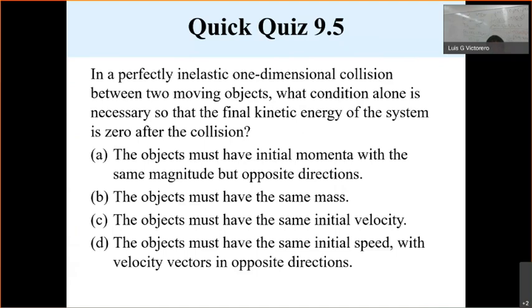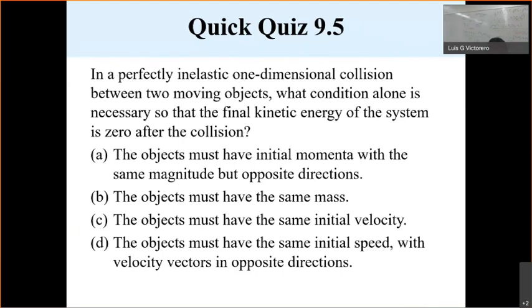So in a perfectly inelastic one-dimensional collision between two objects, what condition alone is necessary so the final kinetic energy of the system is zero? Okay, so remember guys, for perfect inelastic collision, energy is also not conserved. Just remember that. It makes sense, right? You are sticking the masses together, so it cannot be conserved.